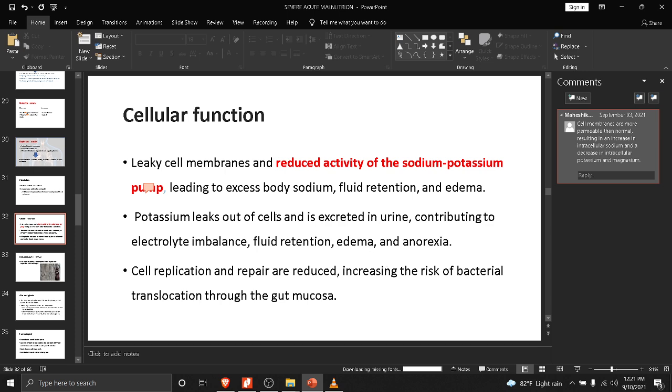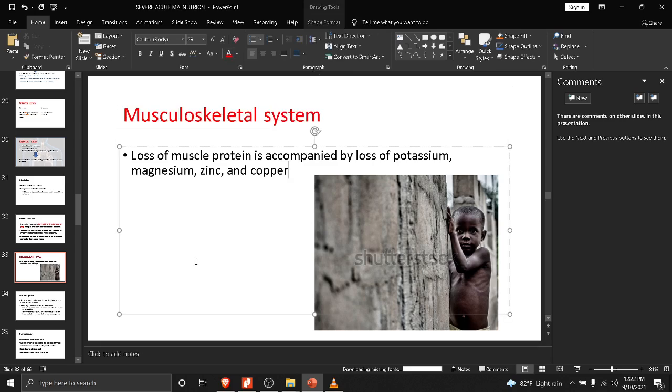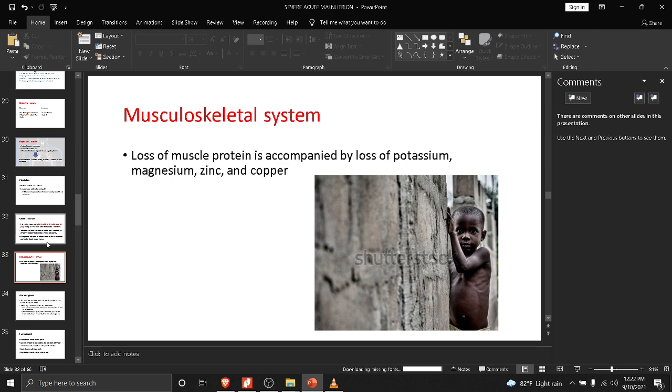And again, the musculoskeletal system, loss of muscle protein is there. Therefore, all the micronutrients, potassium, magnesium, zinc, and copper are also reduced because they are components of muscle.